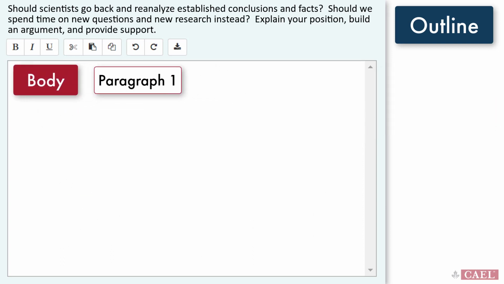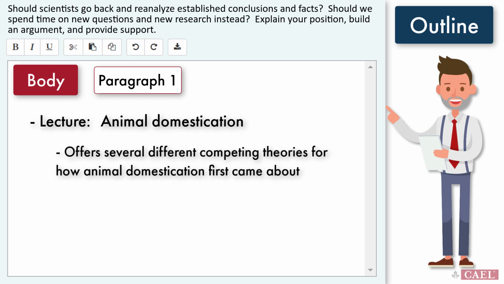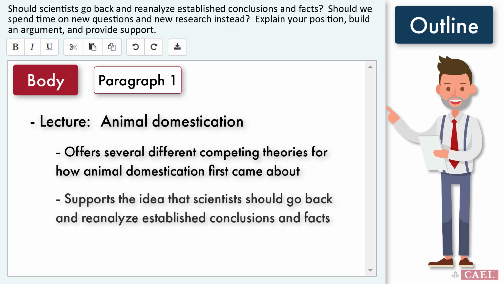In the first body paragraph, I'll write about the lecture. That's about animal domestication. The lecture offers several different competing theories for how animal domestication first came about. Therefore, it clearly supports the idea that scientists should go back and reanalyze established conclusions and facts.